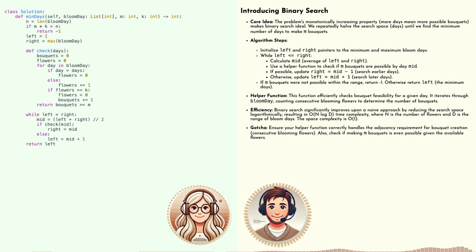Binary search. I like the sound of that. It's super powerful. Let's say our bloom days range from 1 to 100. Instead of going one by one, we check day 50 first. Okay. If we can make all the bouquets by day 50, then we know the earliest day's got to be somewhere between 1 and 50. And if not, it's got to be between 51 and 100. We've cut the problem in half already. Exactly. One check, and our search space is half the size.